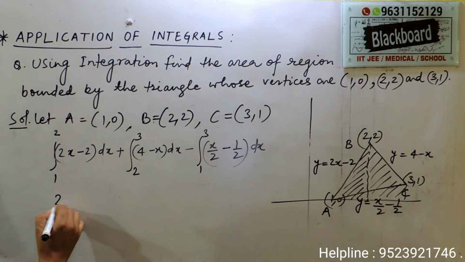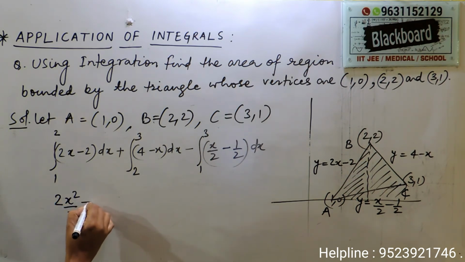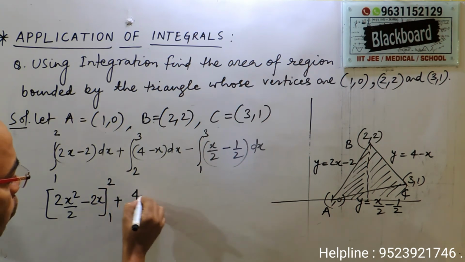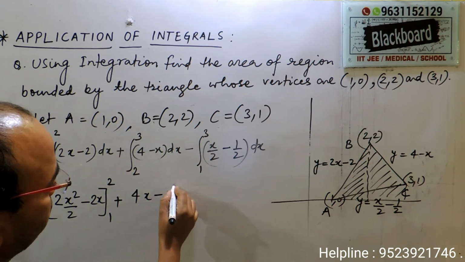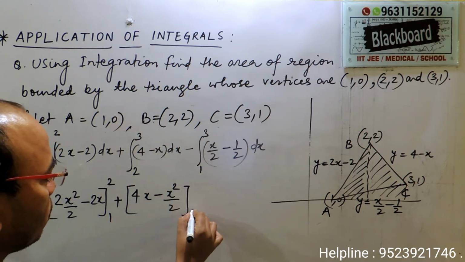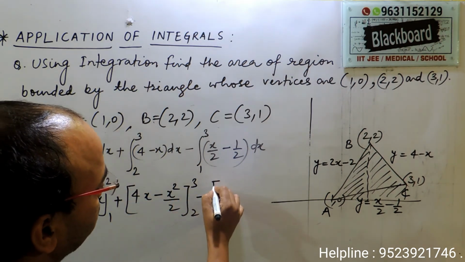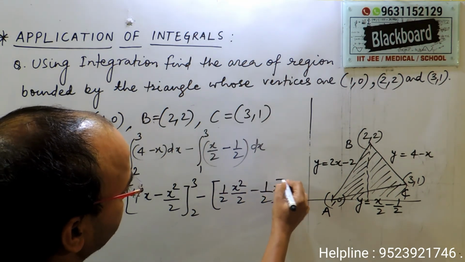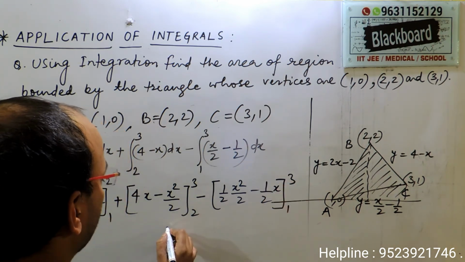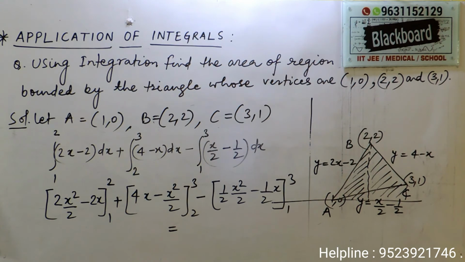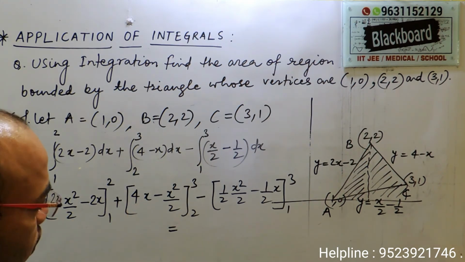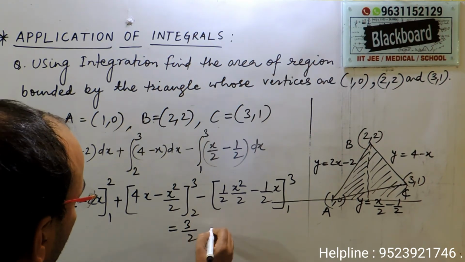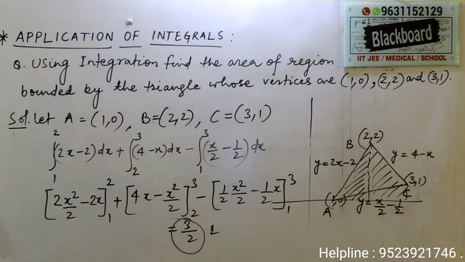Now do the integration: you will get x squared minus 2x with limits 1 to 2, plus 4x minus x squared by 2 with limits 2 to 3, minus (1 by 2)(x squared by 2 minus x) with limits 1 to 3. After solving this, you will get your value. We did the calculation in rough and are not showing it directly here, and your final answer will be 3 by 2.